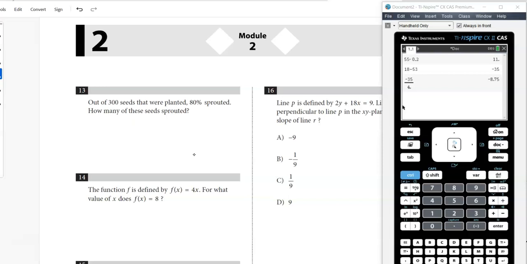Okay, so about 25% of the questions are going to be these gridded responses. So get used to them. About 25% of the questions can be like that. So out of the 300 seeds that were planted, 80% sprouted. How many of those seeds sprouted? Again, kind of similar to the other question, 300 times 0.8 is 240. And so you just type that in as your answer.